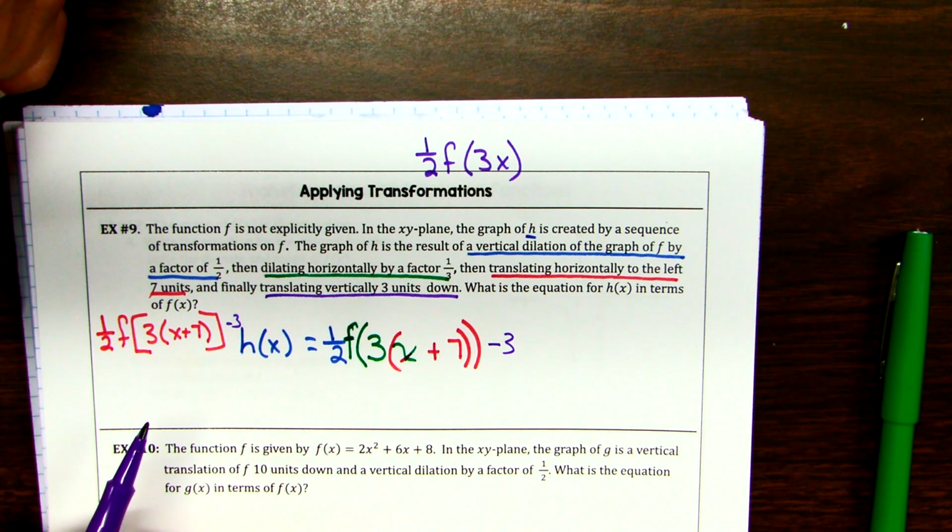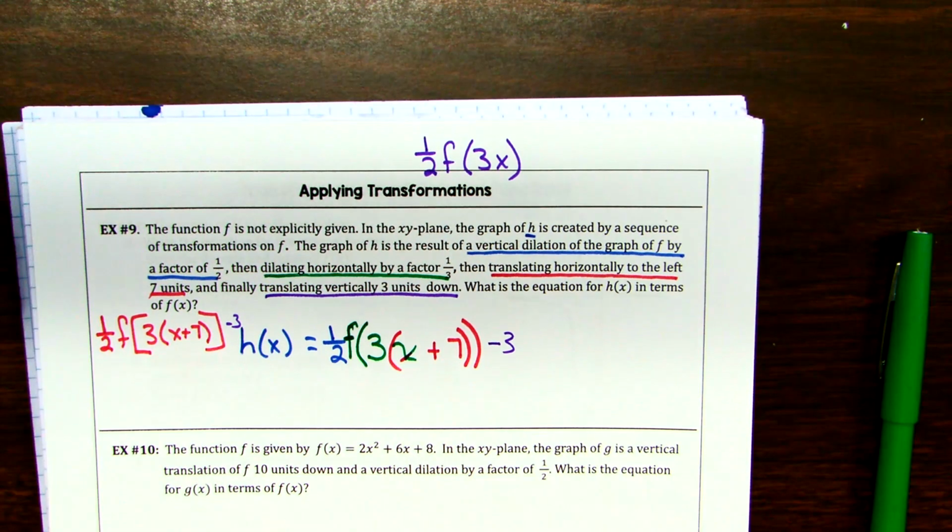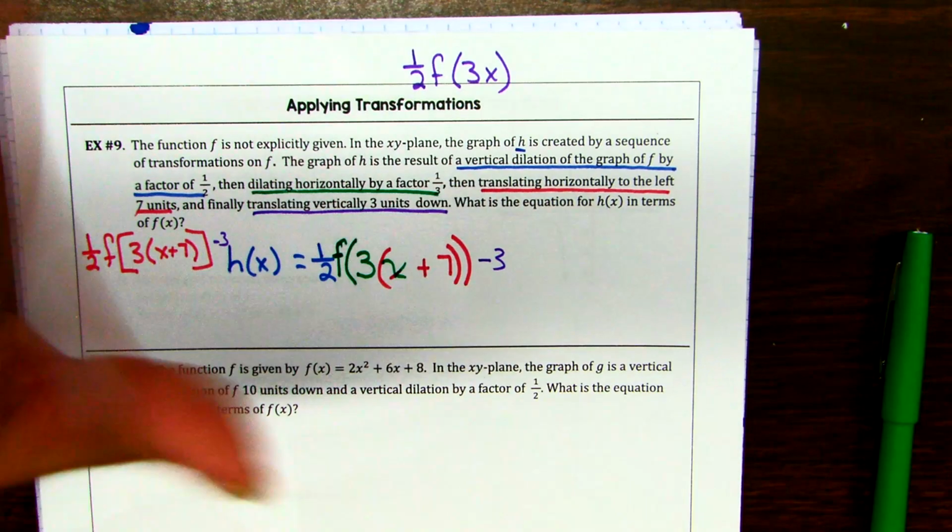table values. Yeah, and we didn't have to go that far. It's just write the equation, done. Okay, that's it. We don't have a table of values.